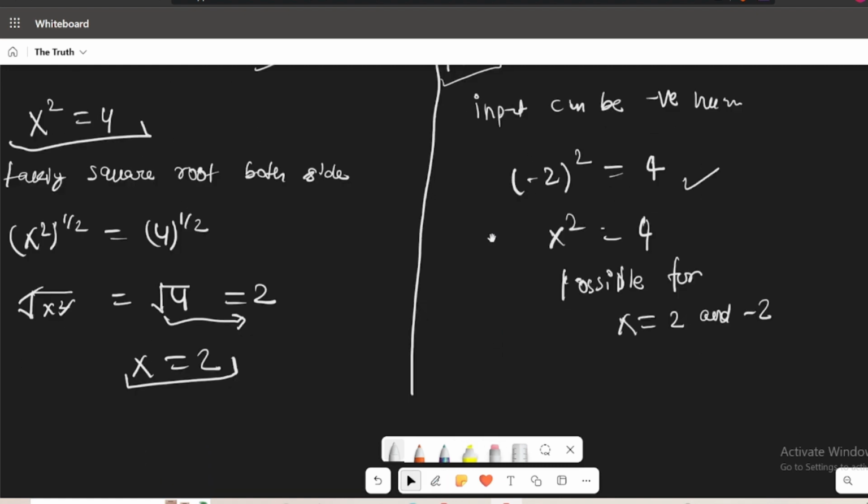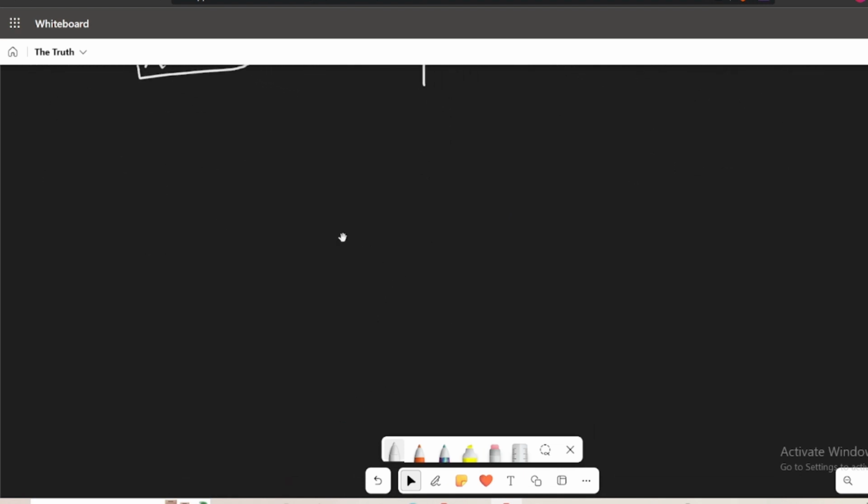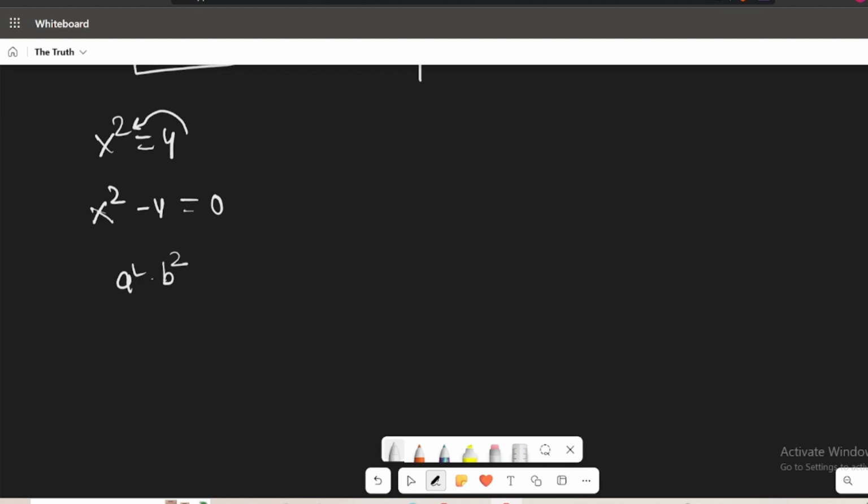One more thing that I will show: if you take x square equal to 4 and take this 4 onto the left-hand side, basically we are transposing it. So if you transpose it, you are getting x square minus 4 equals 0. So basically it's a square minus b square, which is how much? It's a minus b into a plus b, right?